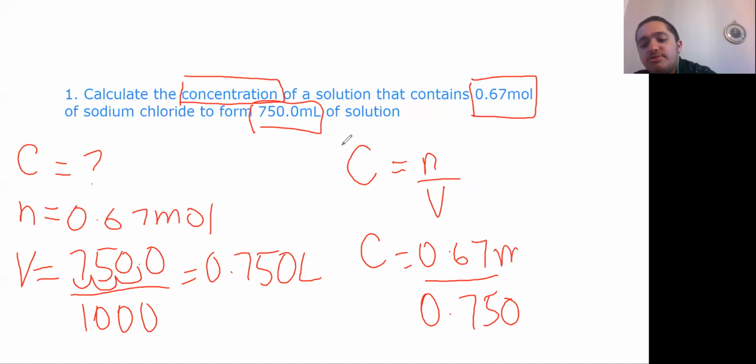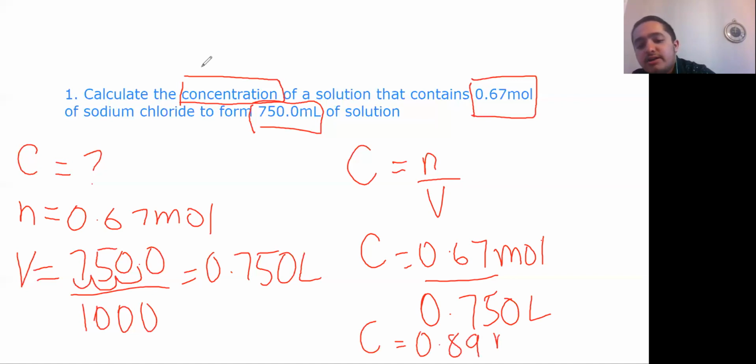Make sure to put your moles and liters units because it will be important for school. So when we do it in a calculator, I'm just working it over in a calculator at this time. You can also do that. 0.67 divided by 0.750, that's giving you a decimal of C is equal to 0.89.